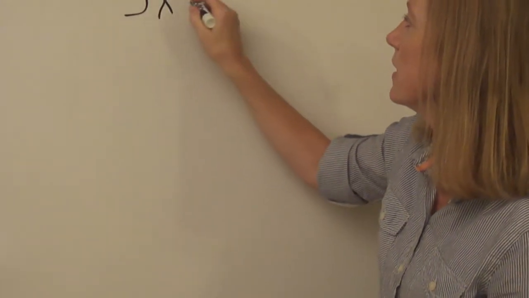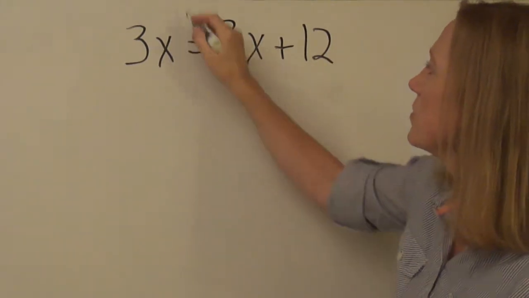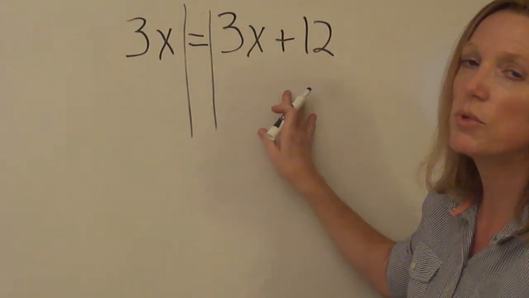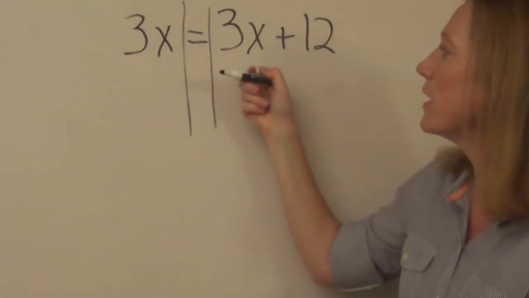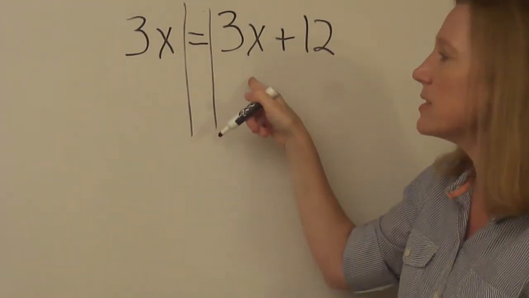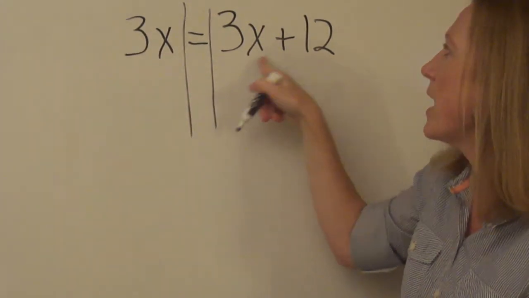3x equals 3x plus 12. Let me draw my line so I can examine both sides. Now here I'm going to look and see, I've got 3x's over here and I've got 3x's over here. This equation cannot be true. How can 3x equal 3x plus 12?